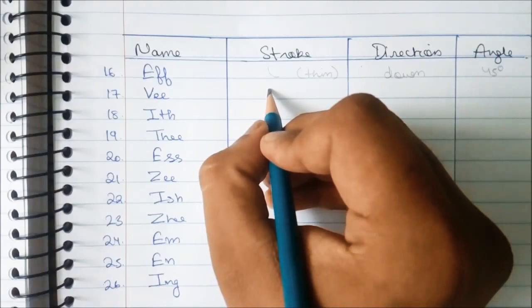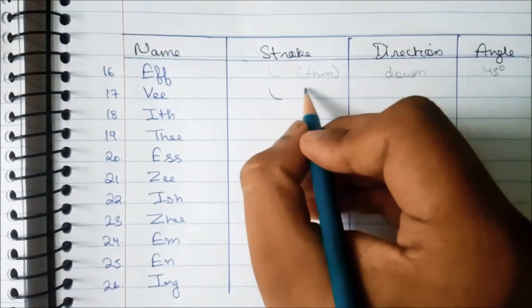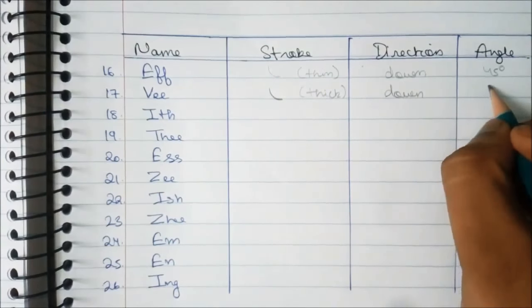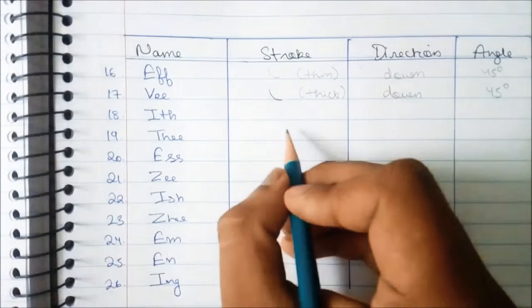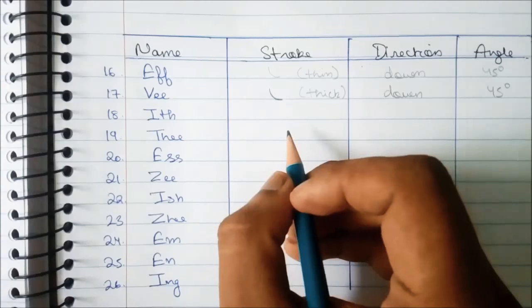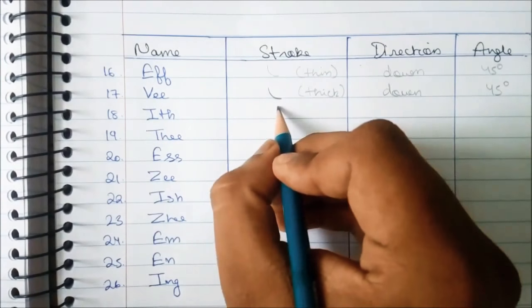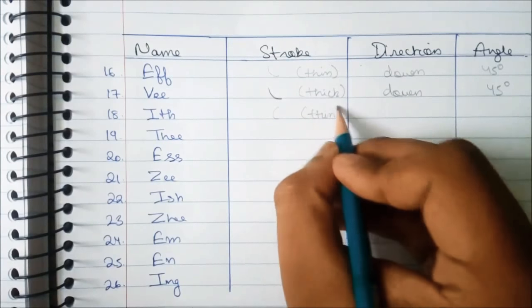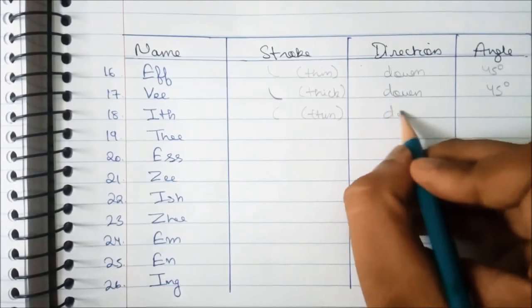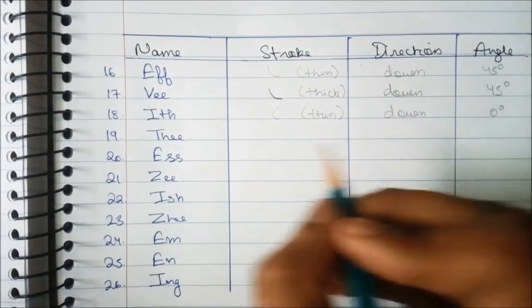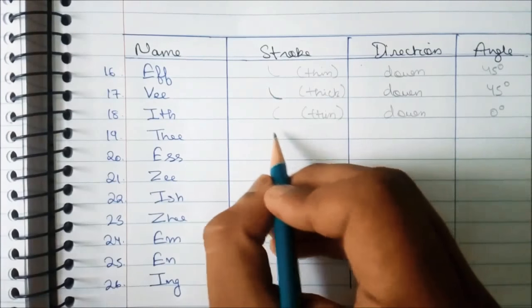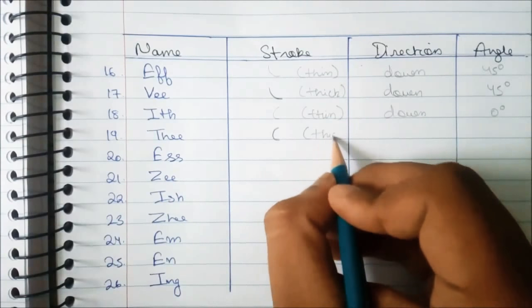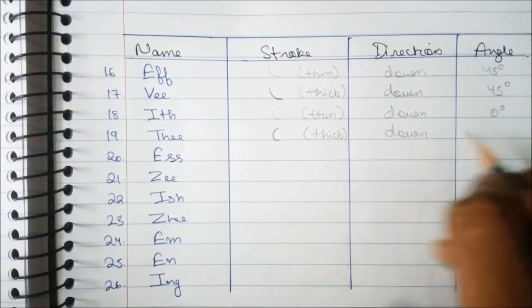Next stroke is V. It is a thick stroke. It is also drawn downwards and its angle is 45 degree. Next stroke is ith, I-T-H, ith. It is a thin stroke and its direction is also downwards and its angle is 0 degree. The next stroke is D. It is a thick stroke, direction downward, angle 0 degree.